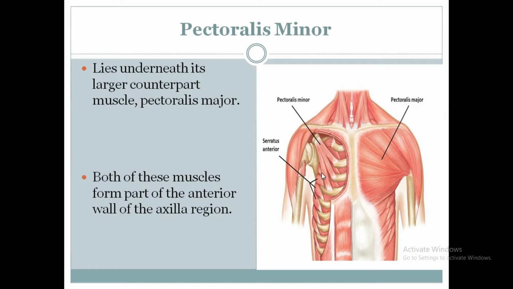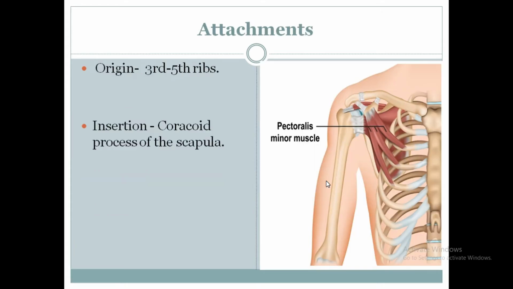Then the next muscle of the pectoral region, that is the pectoralis minor muscle. As we remove the pectoralis major muscle, we could see the pectoralis minor muscle. Both of these muscles form part of the anterior wall of the axillary region. The pectoralis minor muscle originates from the third to fifth rib. As we count the ribs, this is the first rib, second rib, third rib, from which the pectoralis minor muscle originates: the third rib, fourth rib, and the fifth rib.